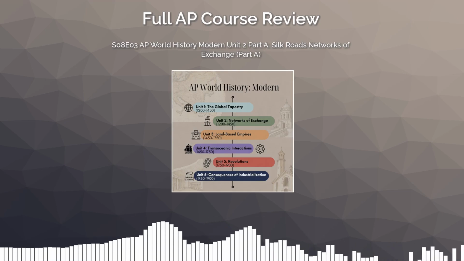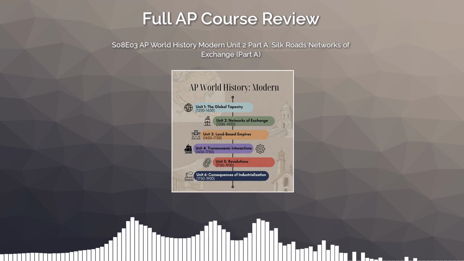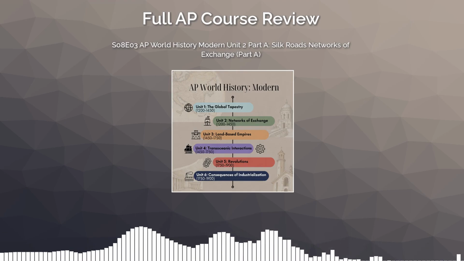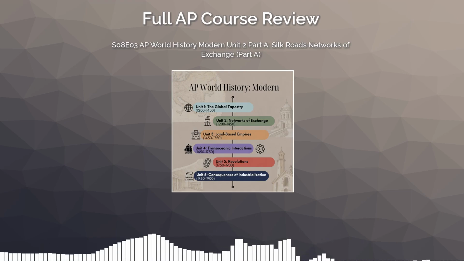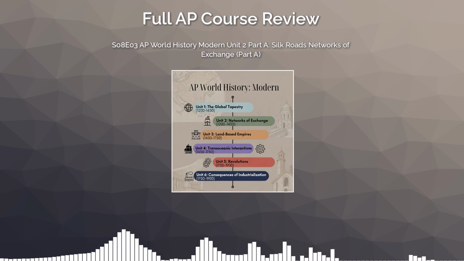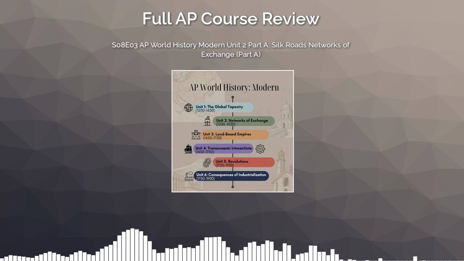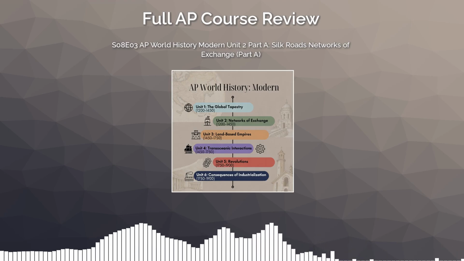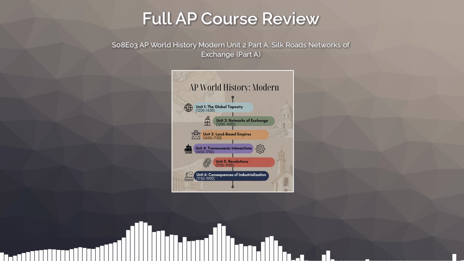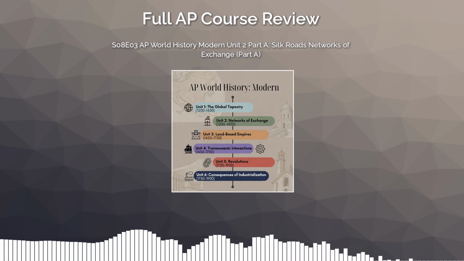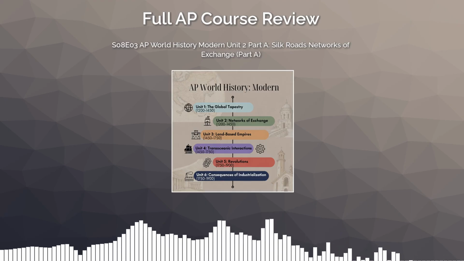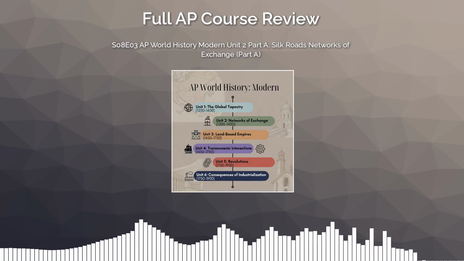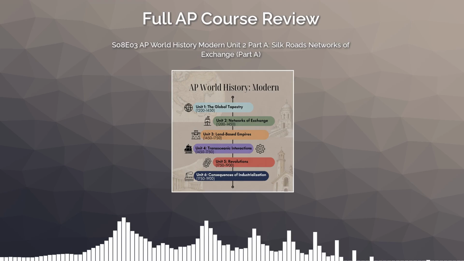Trap number 2, attributing the decline of the Silk Roads solely to the Black Death. The plague was a major disruption, but the fragmentation of the Mongol Empire, the rise of the Ottoman Empire, which influenced but did not simply block trade, and eventually the shift to sea-based routes in the 15th and 16th centuries all played roles. When an FRQ asks for causation, always offer multiple causes and explain how they interacted.